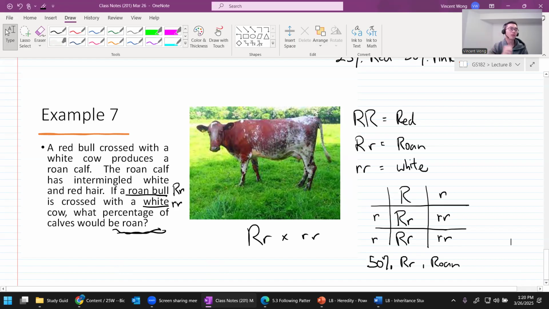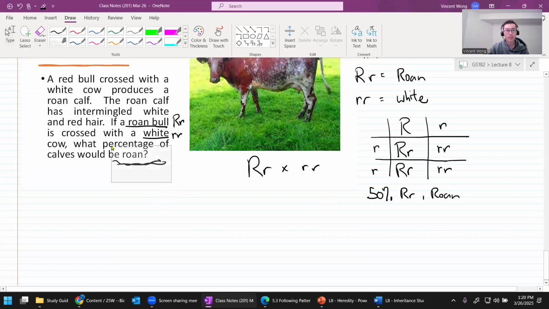What if I want only roan bulls? What kind of parents do I need to guarantee 100% roan calves? Let me repeat the question. If I want 100% roan, what must be the parents? Red. Red and what? Red and brown. Red and roan?